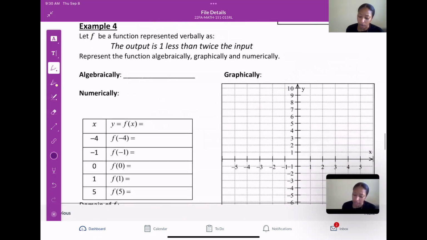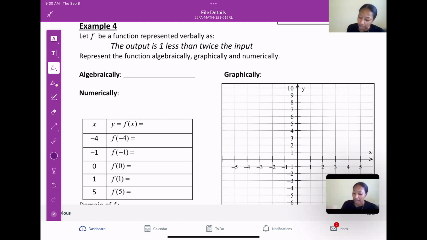All right, in example 4, let f be a function represented verbally as the output is 1 less than twice the input. So that's an example of written in words. We want to translate that into a mathematical equation that'll be written algebraically. And then once we have that, we can pick values for our input, find the output values, and get a table. And then once we have our table, we can plot the points and find the graph. So let's do all of that together here in example 4.